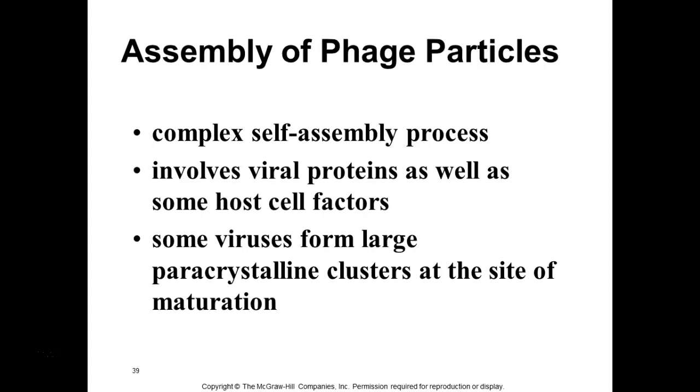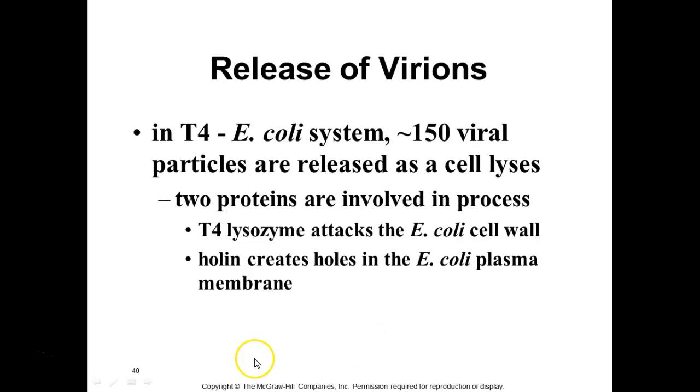We're talking about enveloped viruses. A complex self-assembly process happens. It involves, of course, the viral proteins as well as some host cell factors. And for some viruses, large paracrystalline clusters at the site of maturation will form. And that is one of the new pictures, a similar phenomenon happens in our cells. So the very last slide of this PowerPoint is actually a new one. It actually shows some pictures similar to that. So for viruses that infect bacteria, T4 is the name of a phage, a virus that infects E. coli, a bacteria.